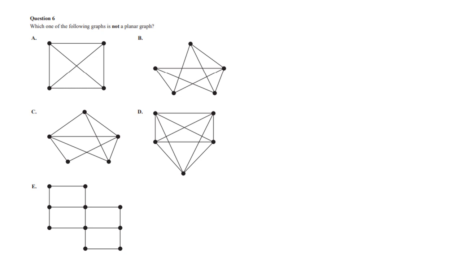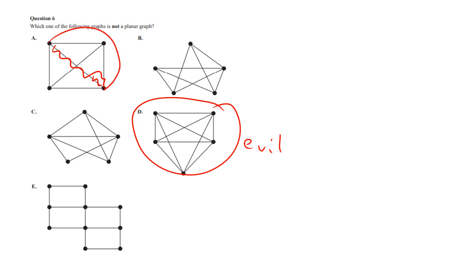Which one of the following graphs is not a planar graph? Quite obviously this one. That's the pentagram. It is evil. But in all seriousness, it is that one because the pentagram is the first complete graph that cannot be made planar. If you look at A, you can get rid of that line there and just put it around the outside. If you look at E, there's no crossovers, so that is definitely planar.